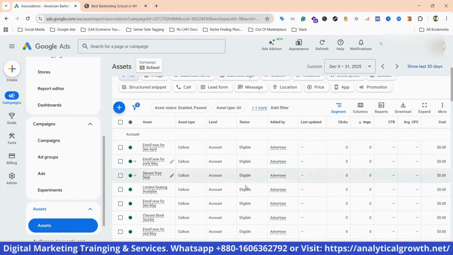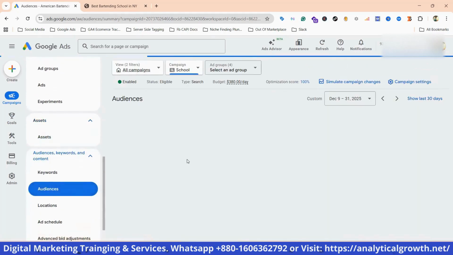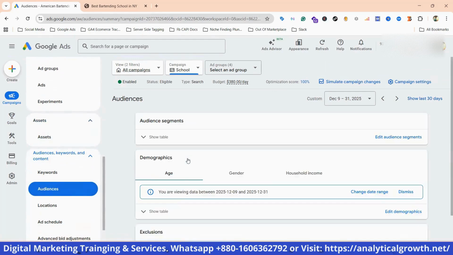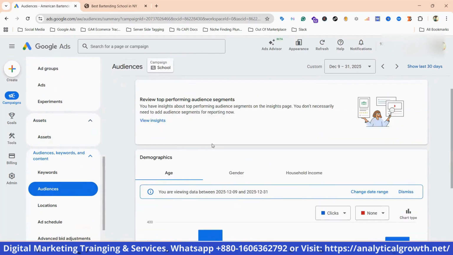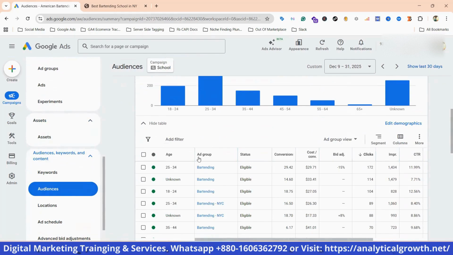Then I check bid adjustment for audiences every 7 days. Like audiences for age, genders, and household income. So if certain age ranges are performing well, then I'm increasing the bid adjustment. You can see over here by 8%, and I decreased this one by 15%. You can see over here, this one, the cost per conversion is $29.71. That's why I decreased the bid adjustment by 15%.